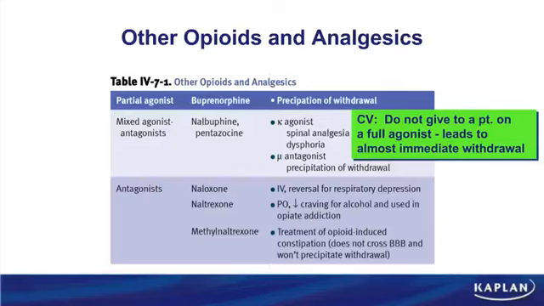The final drug is methylnaltrexone. This is a drug that can treat opioid-induced constipation. The drug doesn't cross the blood-brain barrier, therefore it won't precipitate withdrawal, but it does block the peripheral actions of opioids on mu receptors, and in many cases that can relieve the side effects, including constipation caused by the opioid. Typically, this drug is used as kind of a last resort if the patient fails to respond to laxatives.